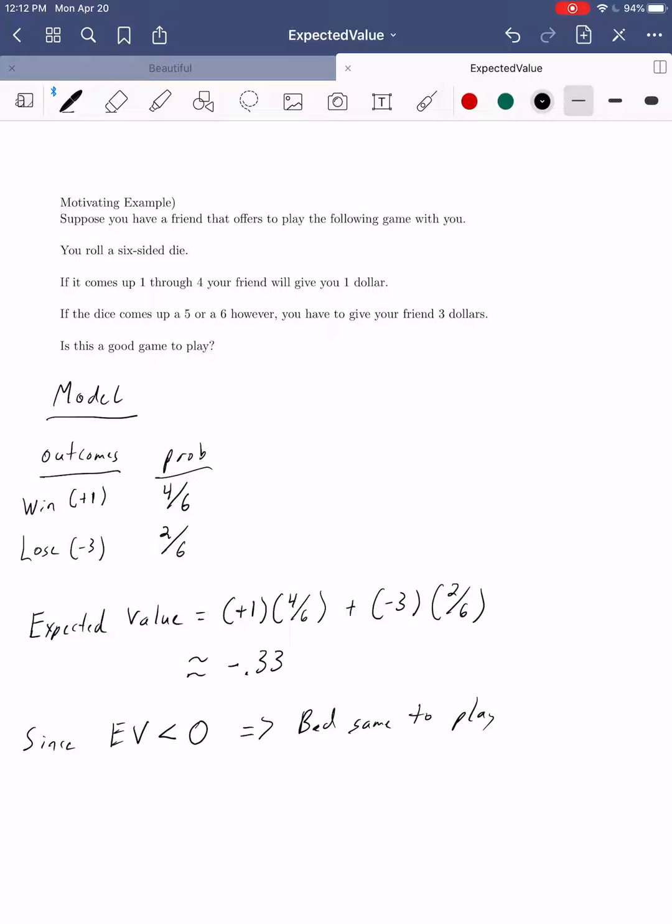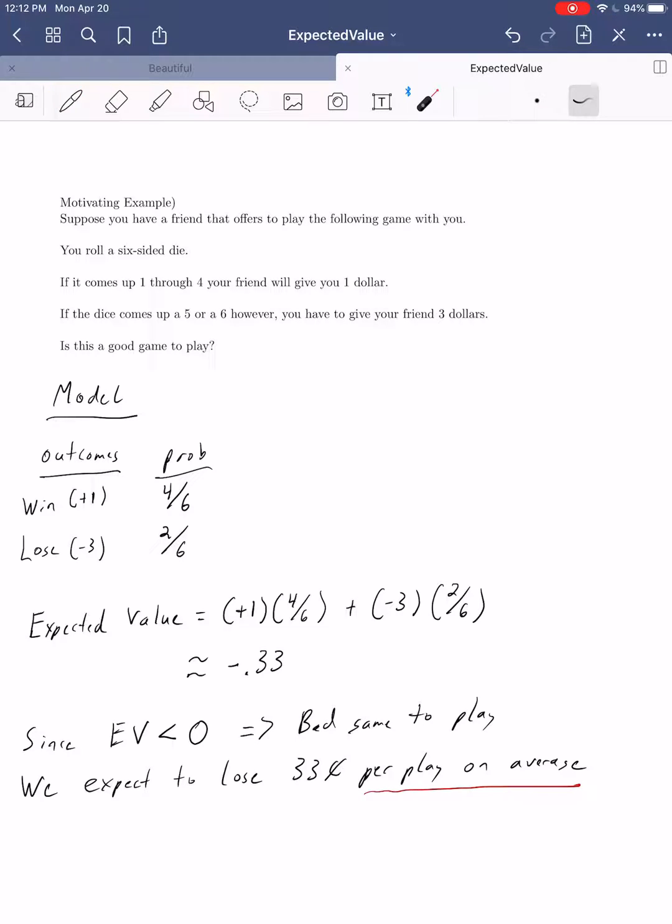Well, what it actually means here is we can say we expect to lose this amount per play on average. So we expect to lose 33 cents per play on average. Now, this phrasing here is really, really important, right? The reason I want to call your attention to this is if you think about it, it doesn't make sense if you just say we expect to lose 33 cents. Why doesn't that make any sense? Well, we know that when you play this game, only one of two things happens. You either walk away with an extra $1 or you walk away with $3 less. You either win $1 or you lose $3.